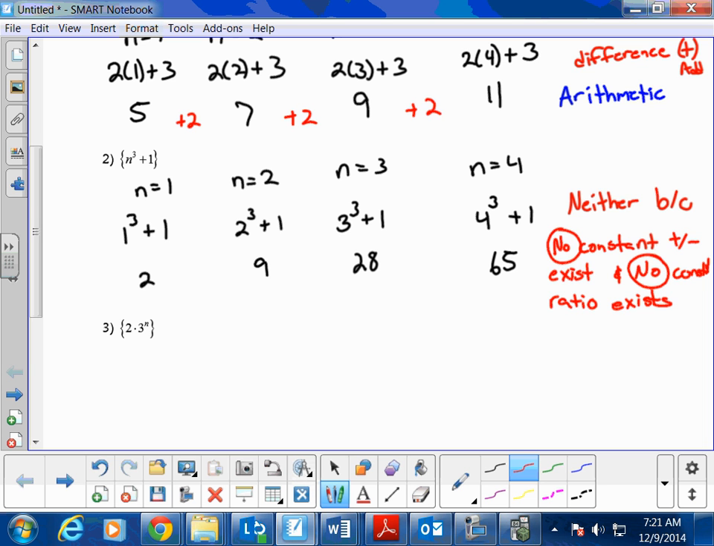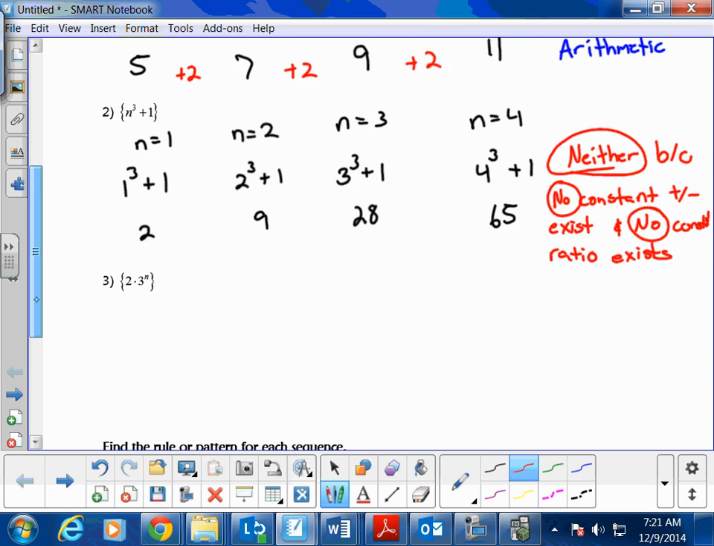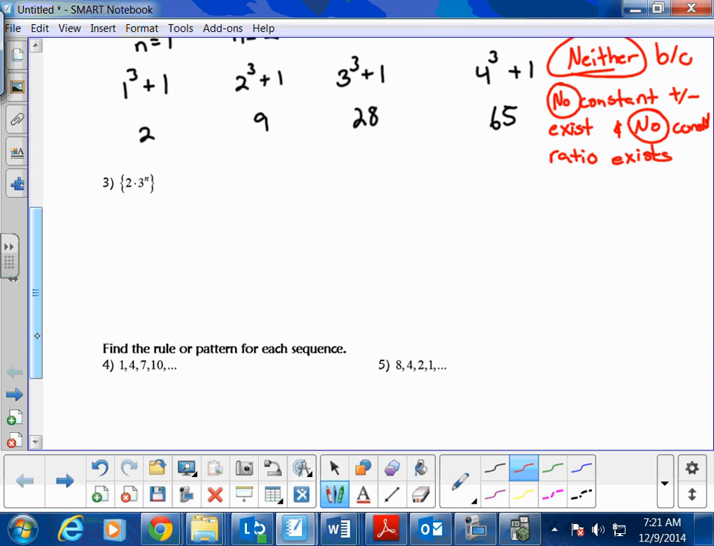That means it's neither, for either one. Okay, let's go ahead and do the next one and see what we come up with. So let's do the first four terms on this one. We're going to do n equal to 1. So 2 times 3 times 1, which means I have 6.